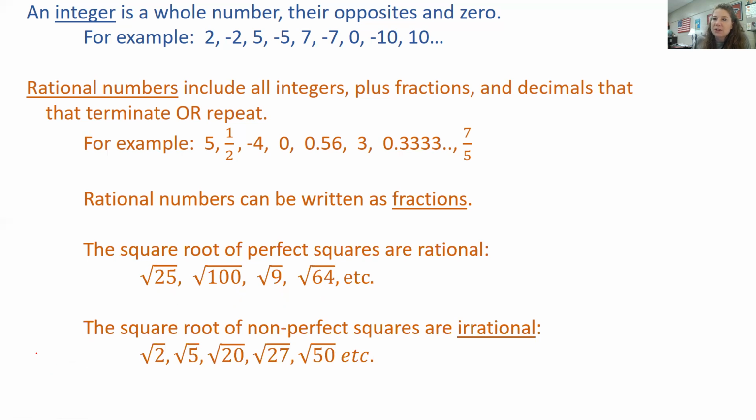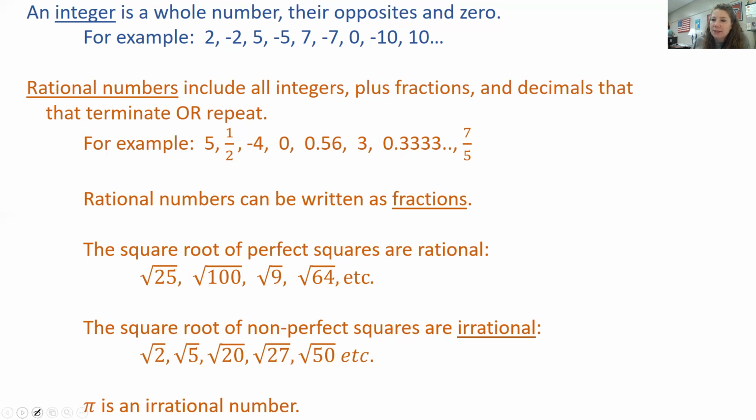So in other words, if I try to find the square root of 2, what number times itself equals 2? Well, there isn't one. But if you put it in your calculator, it's going to be a non-terminating, non-repeating decimal. The square root of 5 is a non-terminating, non-repeating decimal, square root of 20, and so on. So if you're asked to find the square root of a non-perfect square, those are all irrational numbers.